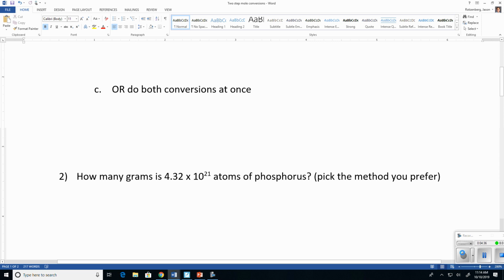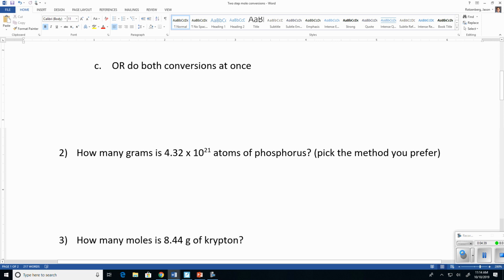I do say for part C, or you can do both conversions. So, remember how you guys were looking at my answer key a minute ago for the last thing? If I were to solve this question number 1, of how many atoms is 11.02 grams of tungsten, here's what I would do.